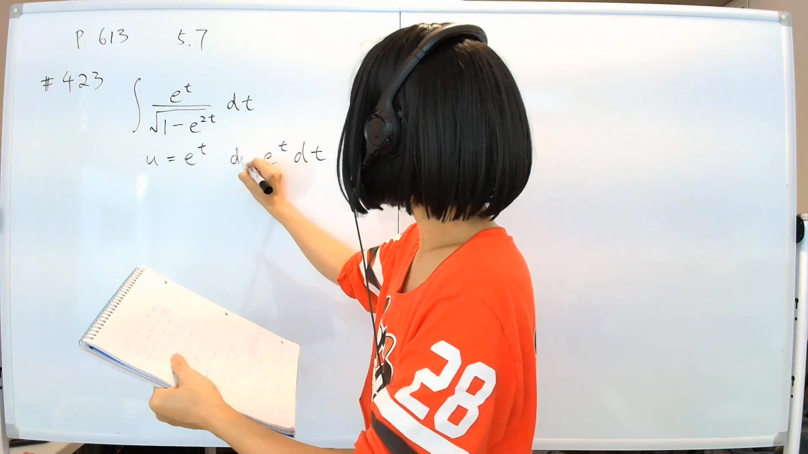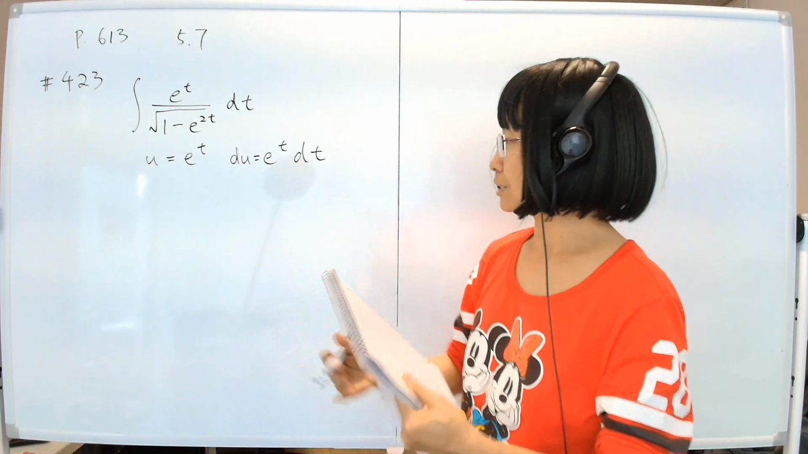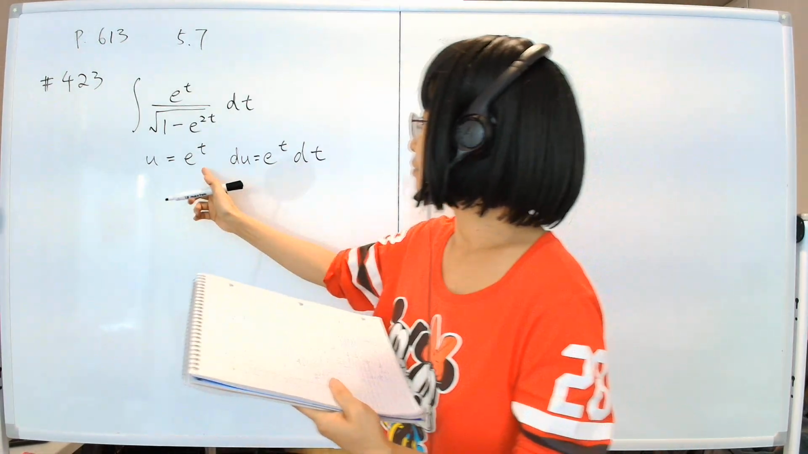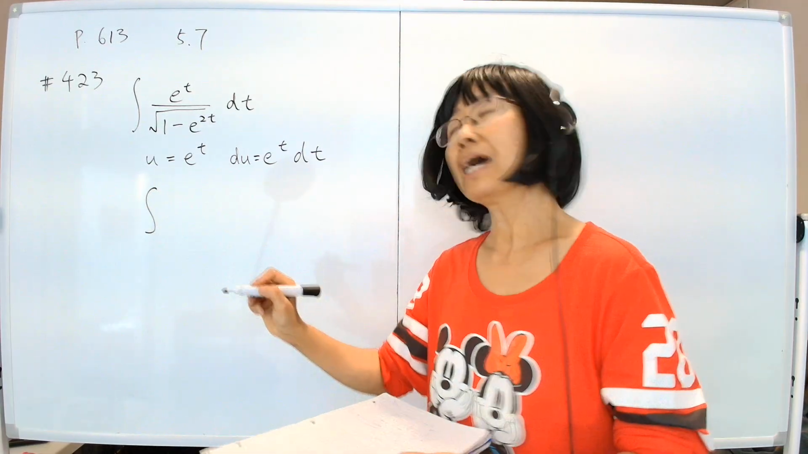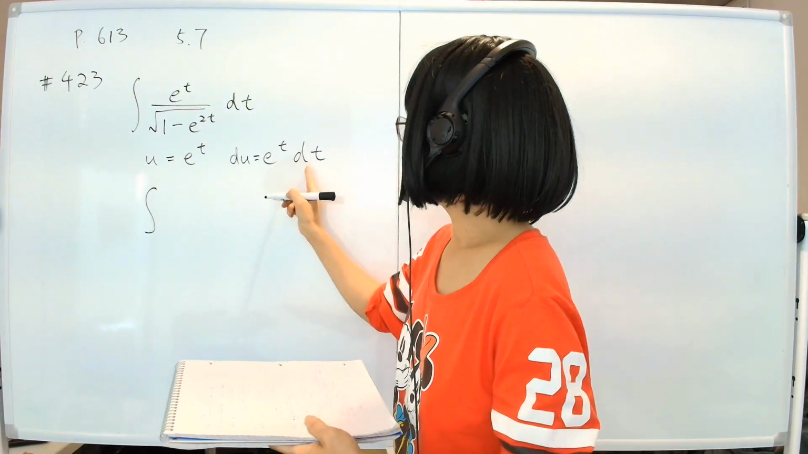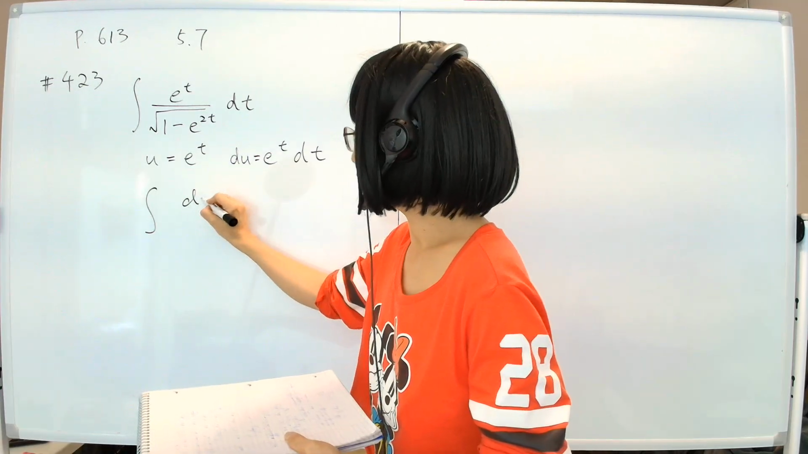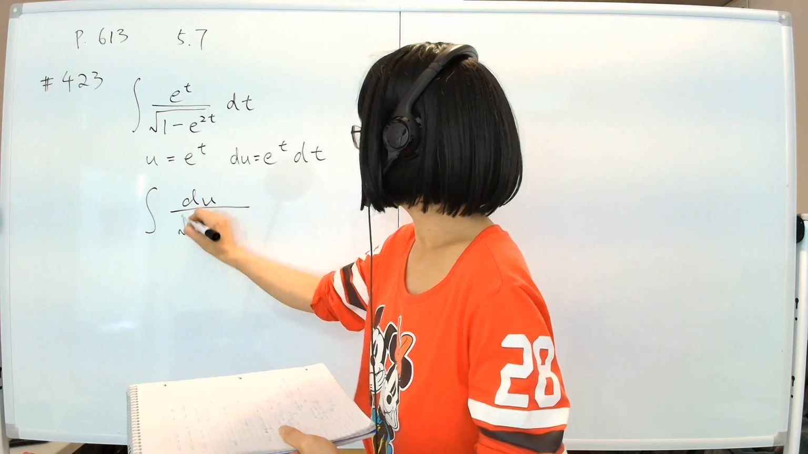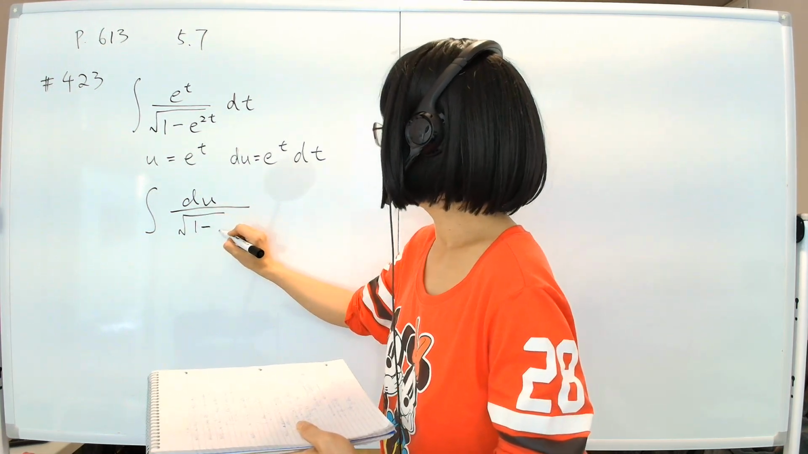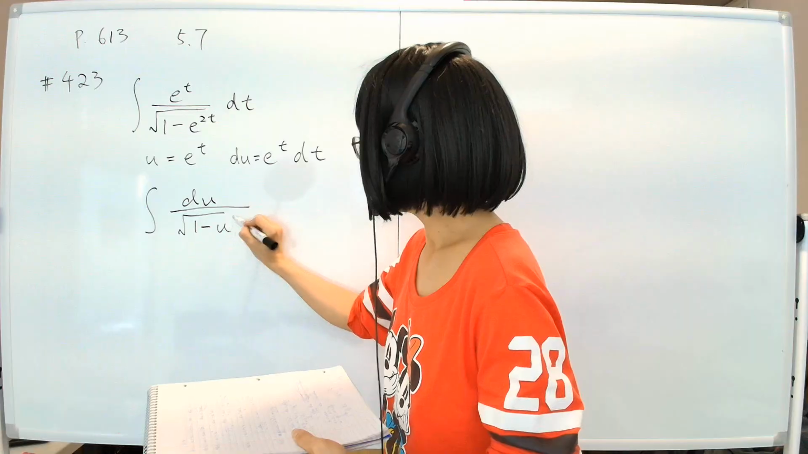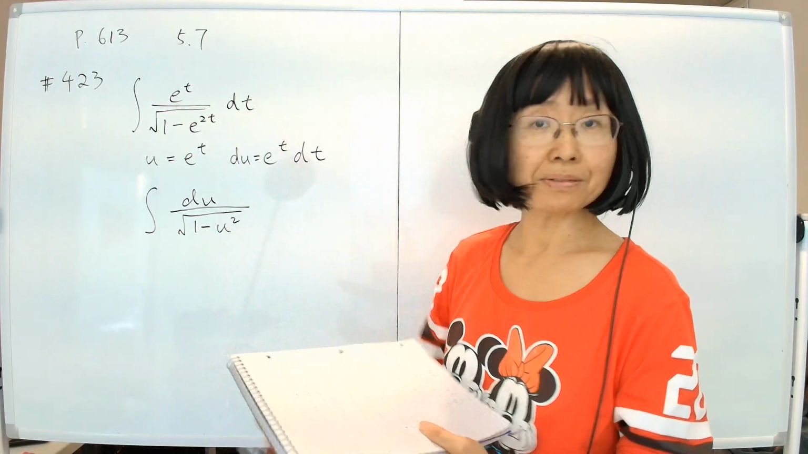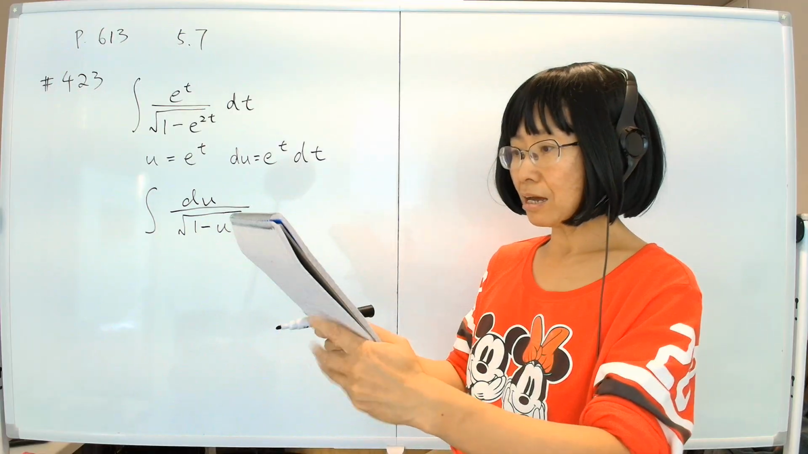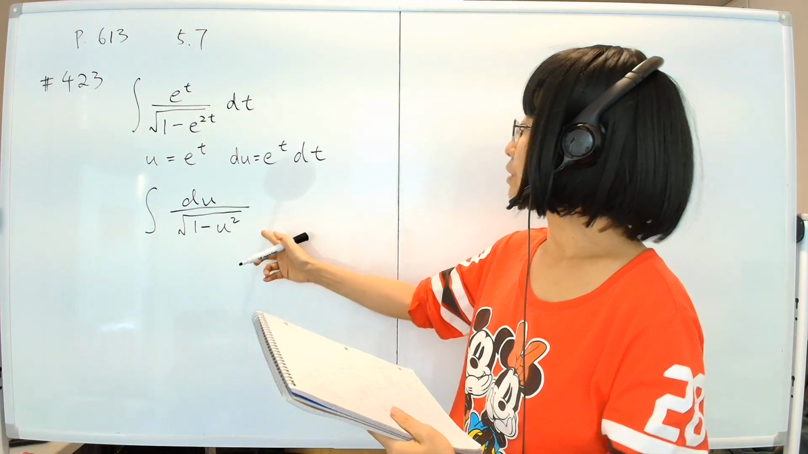Du, sorry. Where's my du? Okay, du is equal to e to the t dt, which is this part. That's taken care of. And so then we rewrite the formula and it becomes du on top, because that represents e to the t dt, and on the bottom we'll have the square root of 1 minus u squared. That's from the properties of the exponent: e to the 2t is the same as u squared.